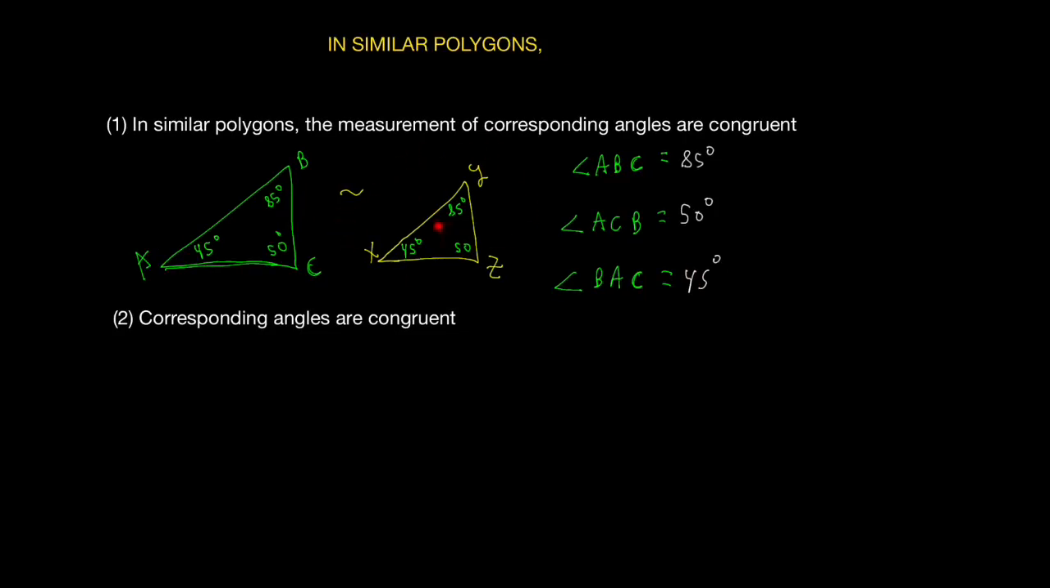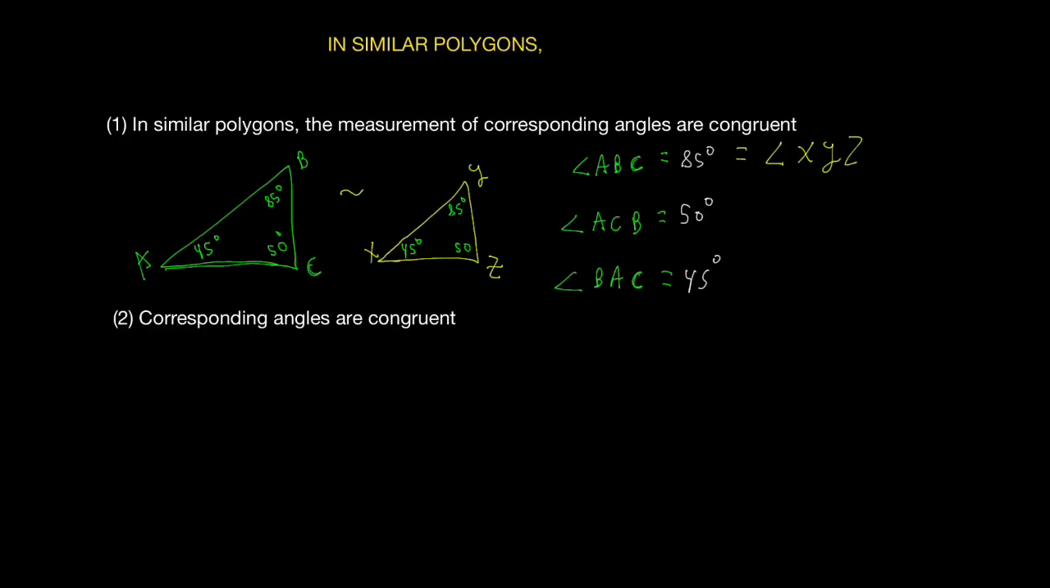For this yellow triangle, the similar one, we're going to have to mimic the order of the letters. So here, notice that I started at A and then went to B and then ended at C. So I'm going to mimic this pattern. So I'm going to start at X, go to Y, and then end at Z. So I have angle XYZ.